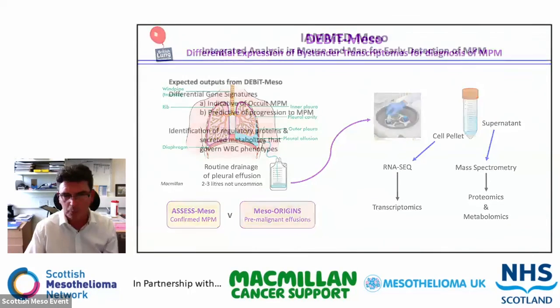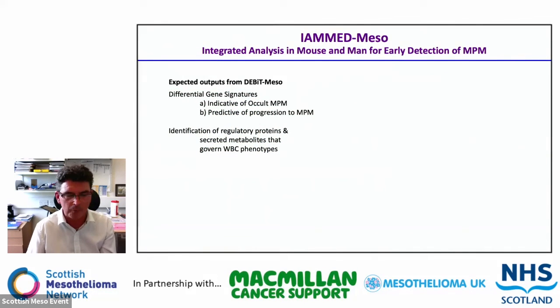metabolome. And ultimately, what we're hoping to find from these analyses, the expected outputs are that we'll get differential gene expression signatures in the white blood cells that are indicative that there is an occult mesothelioma somewhere in the pleural cavity of these patients, or alternatively that they are predictive of progression to full-blown mesothelioma. We're additionally going to get identification of the regulatory molecules and the secreted metabolites that control these white blood cell phenotypes. And this potentially gives us opportunities for intervention, but we'll see exactly how far that goes.